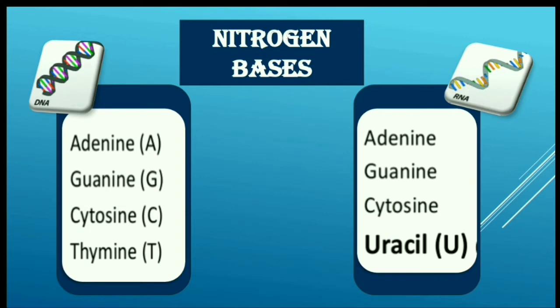While if I talk about RNA, there are also adenine, guanine and cytosine, but instead of thymine, a single-ring base, uracil is present. Uracil and thymine are single-ring bases. So in replacement of thymine, which nitrogen base is present in RNA? Yes, it's uracil.